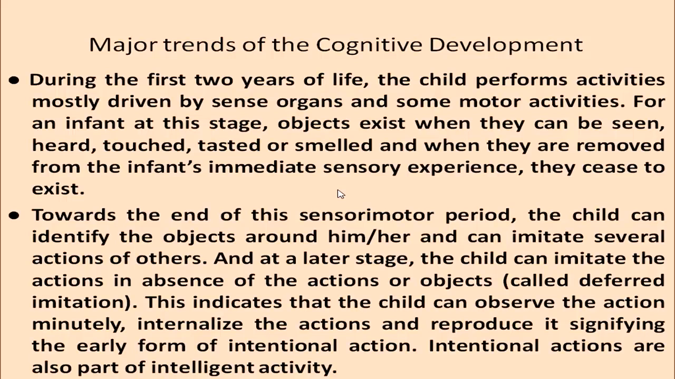So that thing which is not there in the presence of the child at that time, and the child is able to imitate a person or an object, that time it is called the deferred imitation of a particular thing. This indicates that the child can observe the actions minutely, internalize those actions and reproduce them, signifying the early form of intentional action, which is a part of intelligent activity on the part of the child.